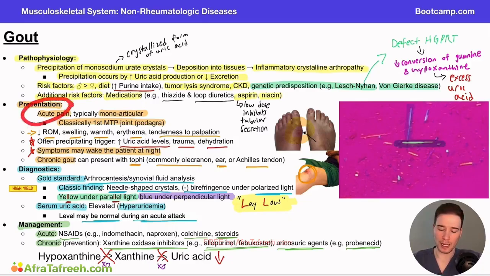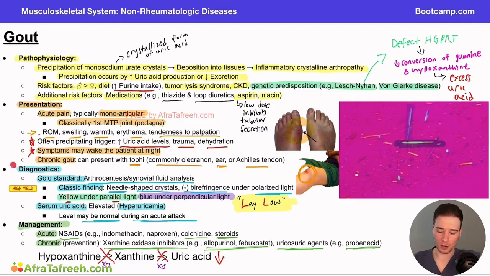Presentation here is going to be pain. It's going to classically present in the first MTP joint. This is known as podagra, although not always. It can present in the ankle, it can present in the knee, it can present in a variety of different places. We're going to see decreased range of motion, swelling, warmth, a lot of things we would expect with an inflammatory arthropathy. We can also see in chronic gout something called tophi, which are essentially white deposition of the monosodium urate crystals in the skin or in the soft tissues that we can see on physical exam.